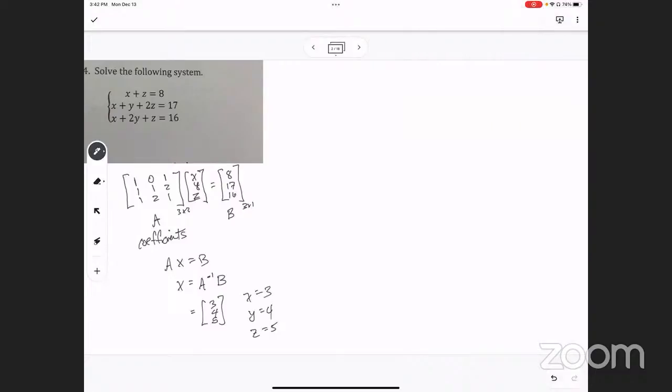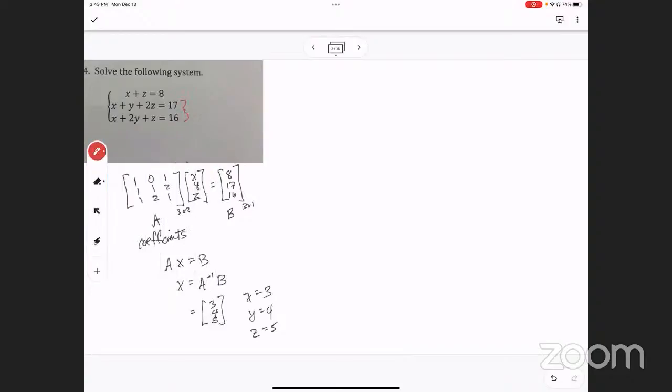Now, they might trick you, and they might ask you to set it up or something like that, or they might ask you to show a couple steps first. So the other way to do this is with elimination, where you take two of the equations and eliminate one of the variables. You can see that you've already eliminated Y in one of them, so why don't we eliminate the Y in these two? That would be the best thing to do.